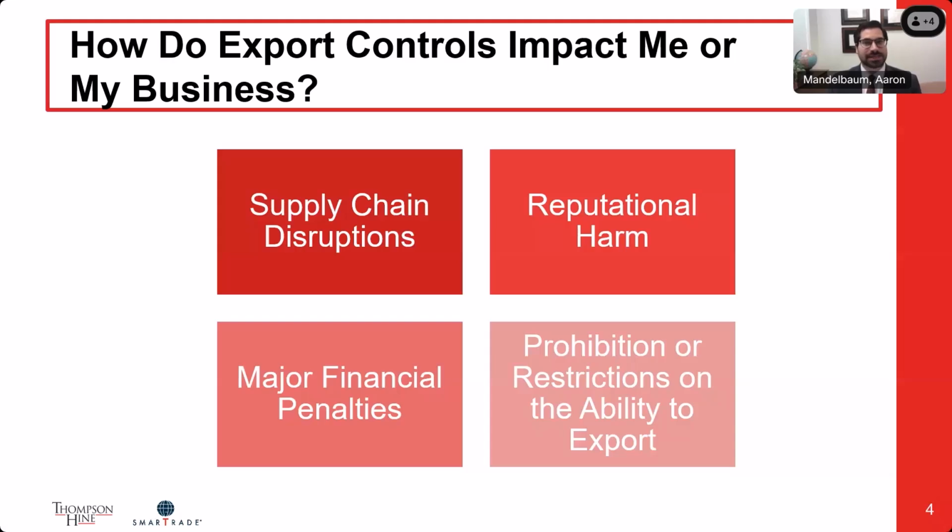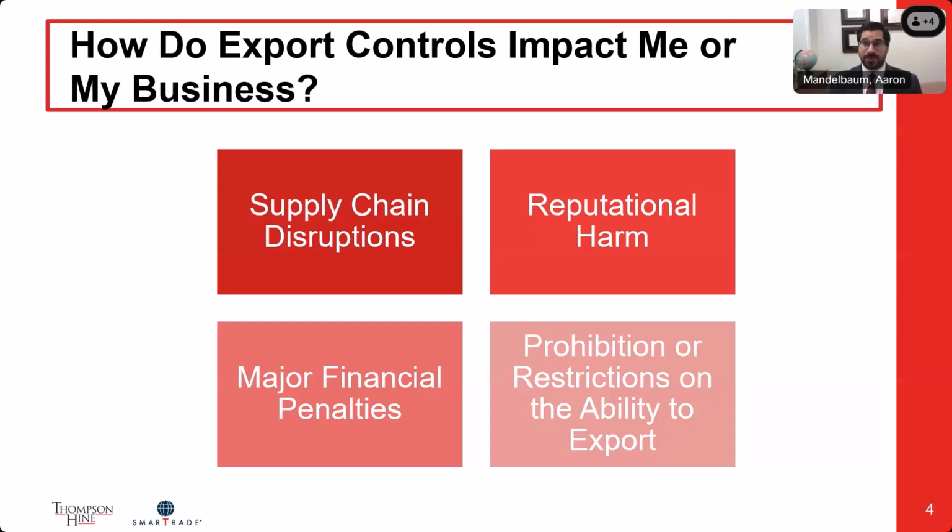And it certainly doesn't help that the list of items controlled for export purposes is increasingly growing. The number of industries designated as critical to national security is constantly expanding. And finally, as we're seeing, export controls are increasingly rolled out on a multilateral level. So what this demonstrates is export controls impact you and your business quite intimately and quite extensively.